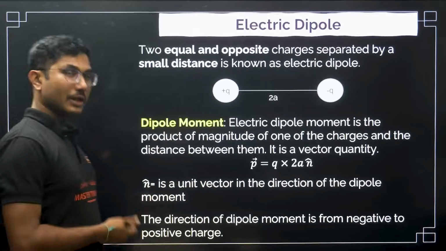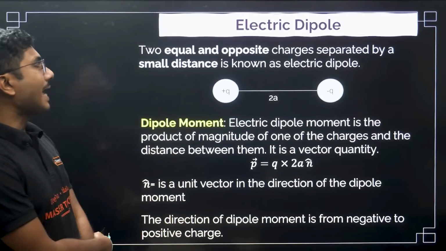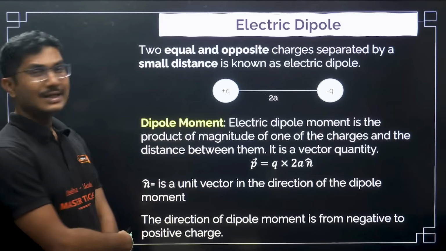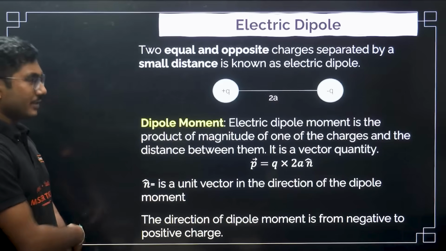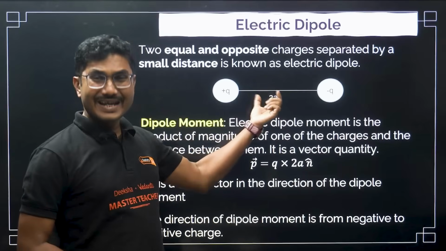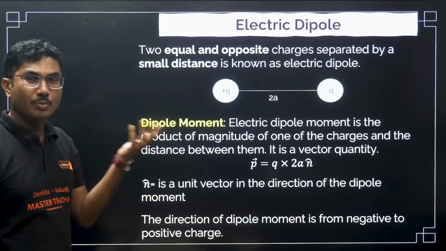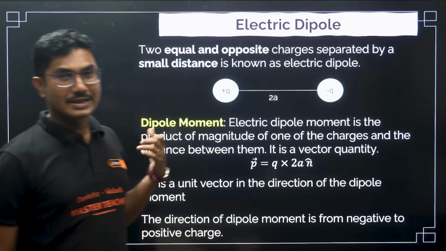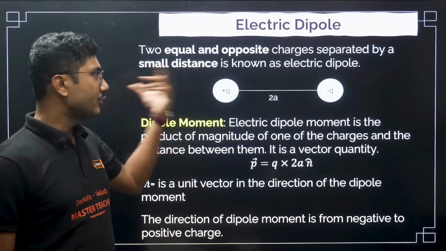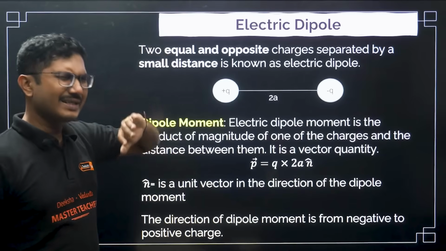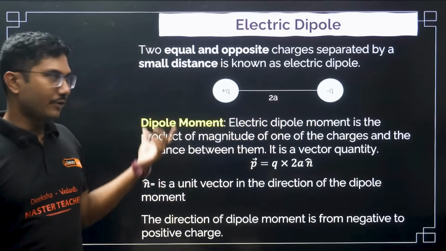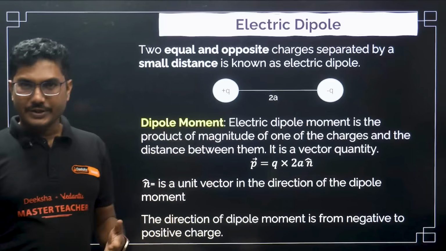Now electric dipole, another very important concept. Two equal and opposite charges separated by a small distance is known as an electric dipole. Very small means micrometer, nanometer. That should be the distance level. It should not be centimeter or meter. Millimeter still can be considered, but micrometer or nanometer should be accurate. So the smaller the distance, the better the representation of a dipole.